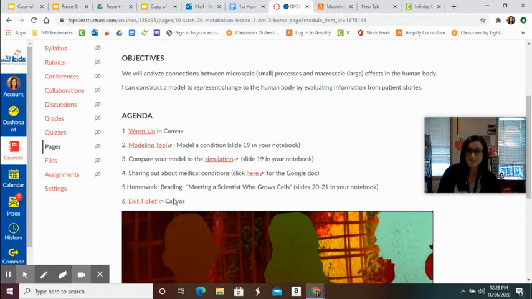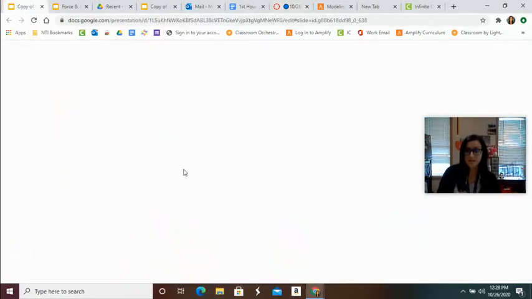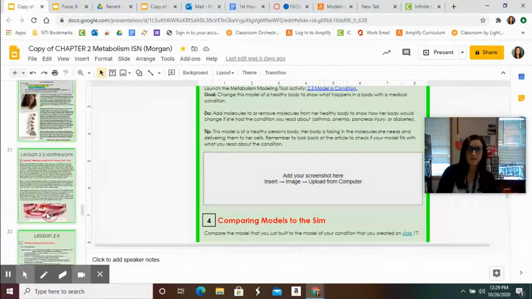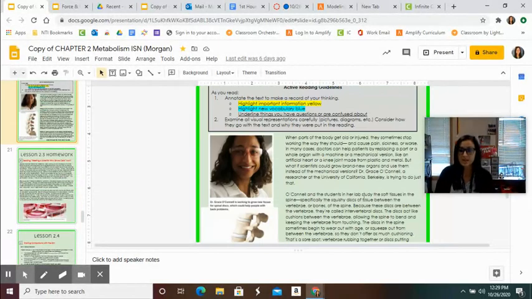There is homework. There is a reading in your notebook, and it's about a scientist who grows cells, which is important based on what we've been learning. If you scroll down, it's on slide 20 and 21. Please make sure you're annotating, which means you're highlighting that important information and picking out the things that we can use to help us diagnose Elisa. It is important that you highlight, because when I go through your notebooks and grade them, if I don't see any highlighting or underlining or anything, I'm going to think that you did not do it, so I won't give you credit. Please make sure you annotate and use that to show me that you were reading.